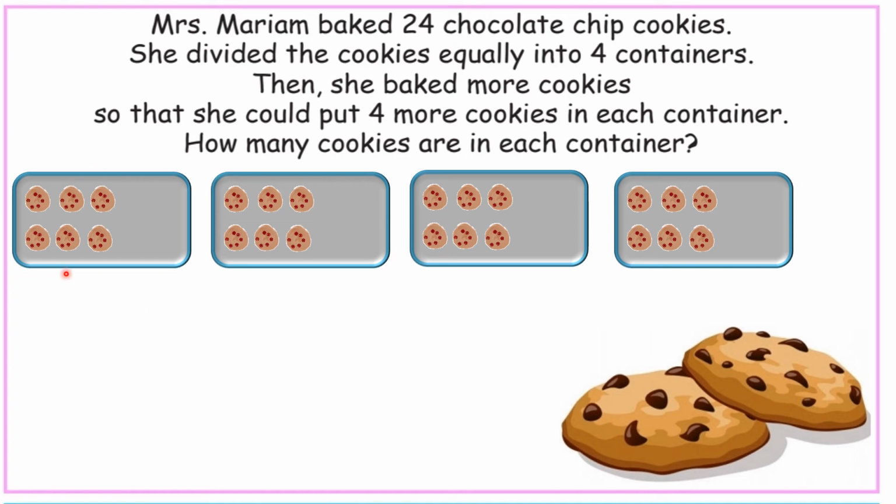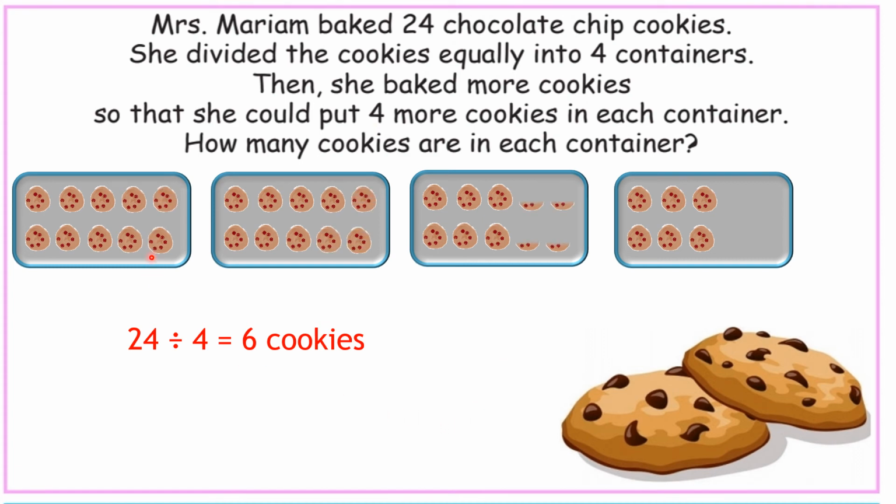So each container has 6 now. So if I divide 24 over 4 it will give you 6 cookies in each container. Okay, I want to put 4 more cookies in each container. So I will put here 4, and I will put here 4, I'll put here 4, and I'll put here 4. I want to know how many cookies are there in each container.